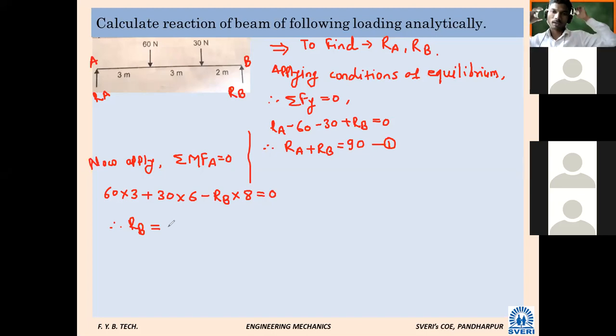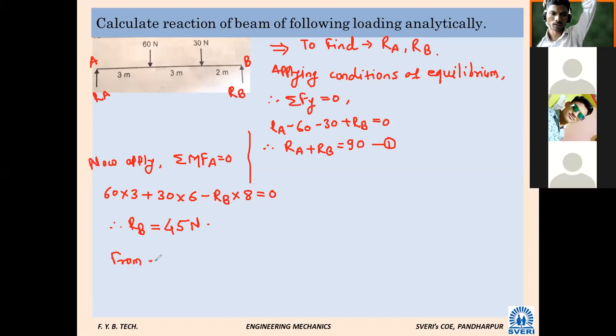What is the value of RB? 45. RA is equal to 45. So from equation 1, simply we can calculate. Equation 1, what is that? RA plus RB is equal to 90. RA plus 45 equal to 90. Therefore, RA is equal to again 45.